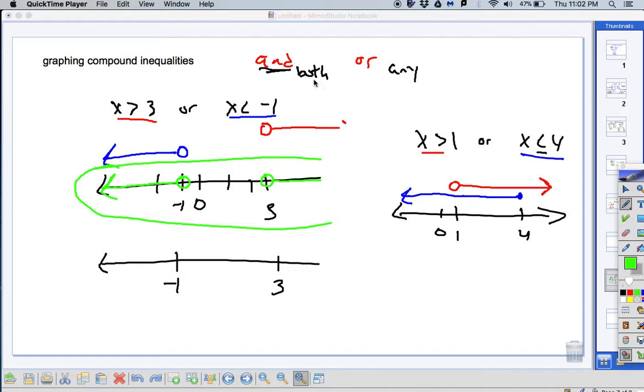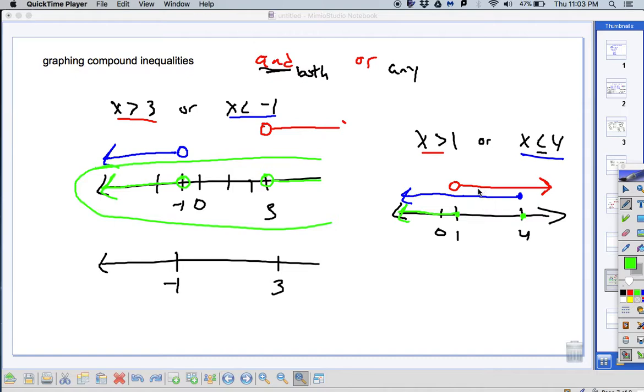For or, I want if one or the other. So let's look at our key points. 1, and the question is, does either blue or red exist? Well, red does not exist, but blue does, so we are going to keep 1. At 4, both blue and red exist, so we will keep 4. To the left of 1, the blue exists, so we're going to keep that section.